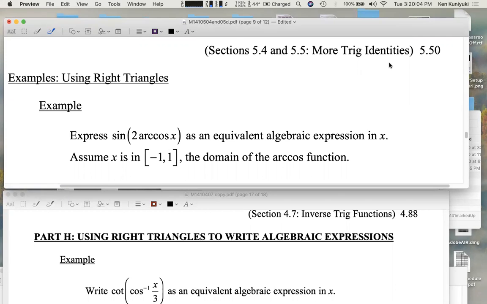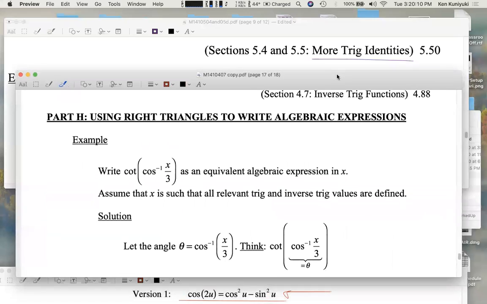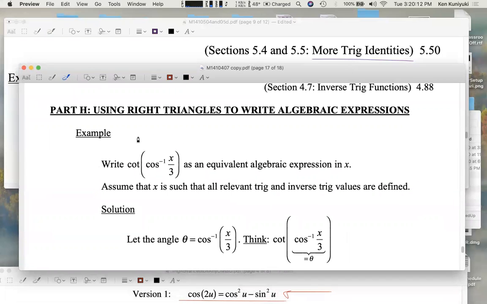Hi everyone, we're continuing with sections 5.4 and 5.5 on these additional trig identities. But first, I want to take you back to section 4.7 and this creature that we, in a way, simplified algebraically last time. Cotangent of inverse cosine of x over 3.